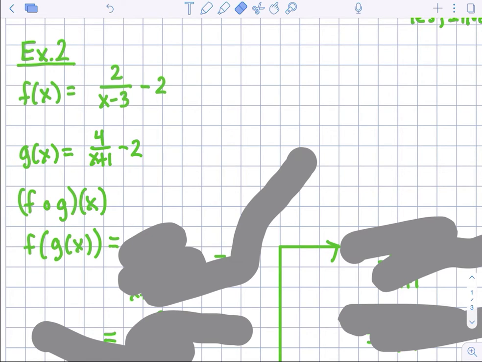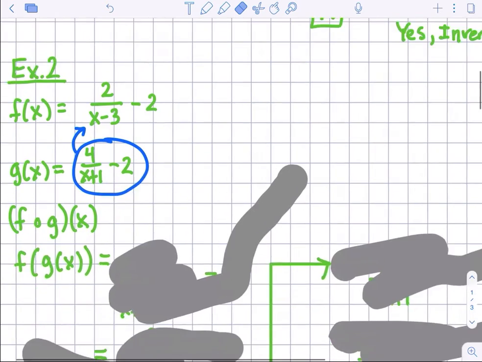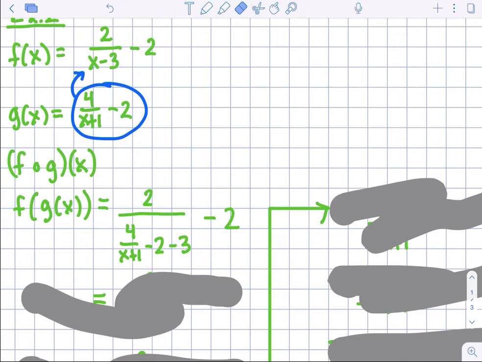So there's f of x, g of x. You're determining if these are inverses. I'm first just going to do f of g of x, which means I'm substituting this whole thing into f of x, which is just substituting it into that x. So when I release this, you have that. So 2 all over 4 of x plus 1 minus 2 minus 3.